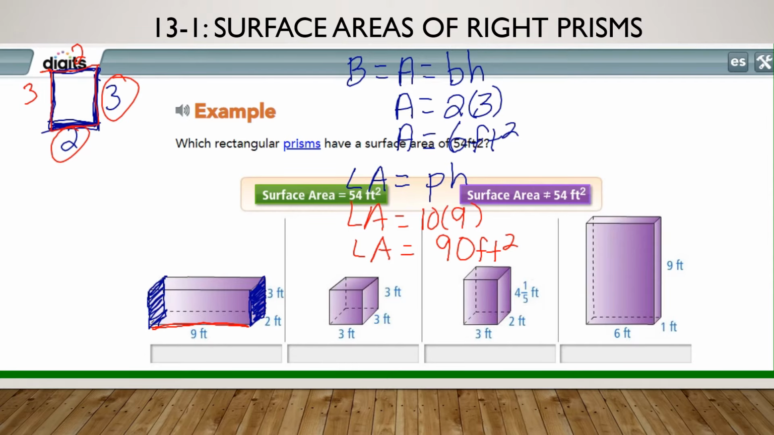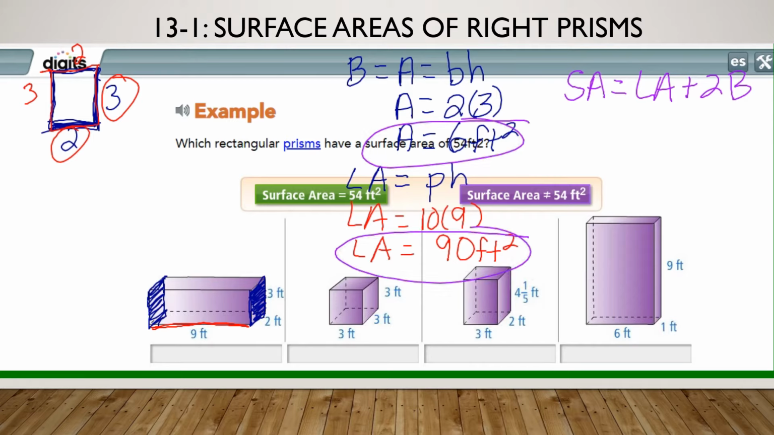Now we're going to put this all together and we're going to find the surface area. So the formula for surface area is surface area equals lateral area plus 2 times the area of the base. Now we already have our information, so all we have to do is substitute. We're going to substitute in 90 for the lateral area. And then for area of the base, we're going to substitute in 6. I'll use my units last.